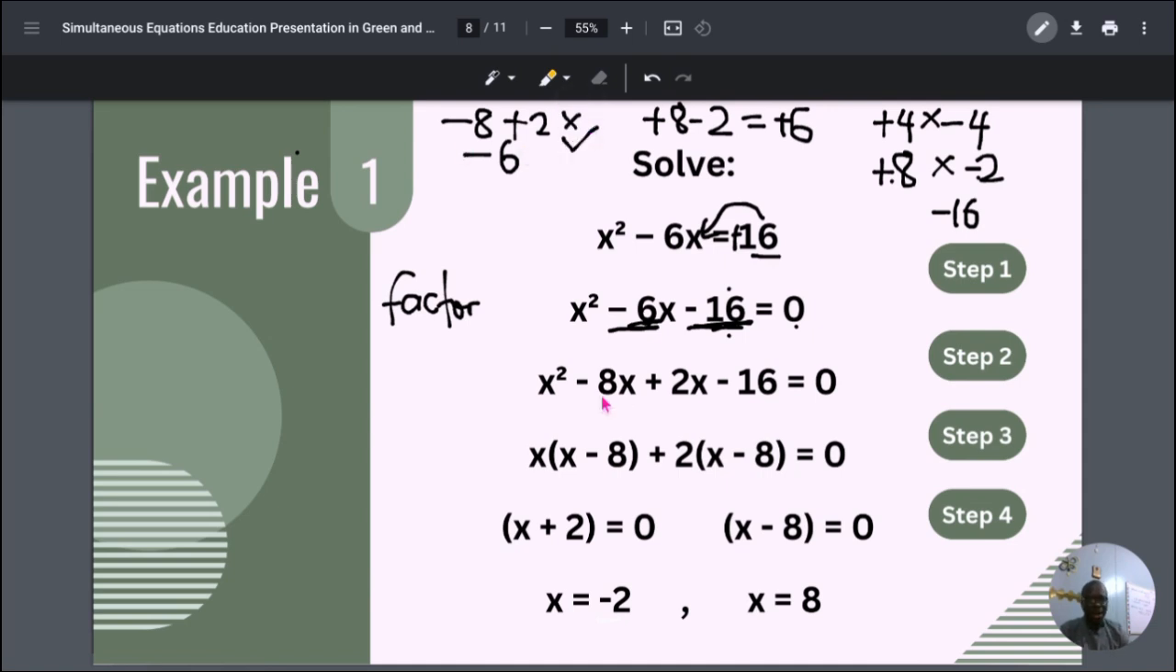And that's why we have it here as minus 8x. You have to put the x there, and plus 2. Minus 8 plus 2x. So minus 8x, let's assume the x is naira. So minus 8 naira plus 2 naira.